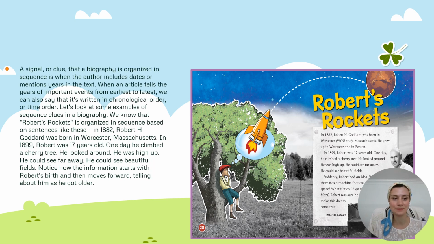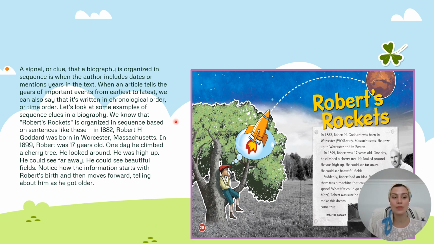A signal or clue that a biography is organized in sequence is when the author includes dates or mentions years in the text. When an article tells the years of important events from earliest to latest, we can also say that it's written in chronological order or time order. Let's look at some examples of sequence clues in a biography.